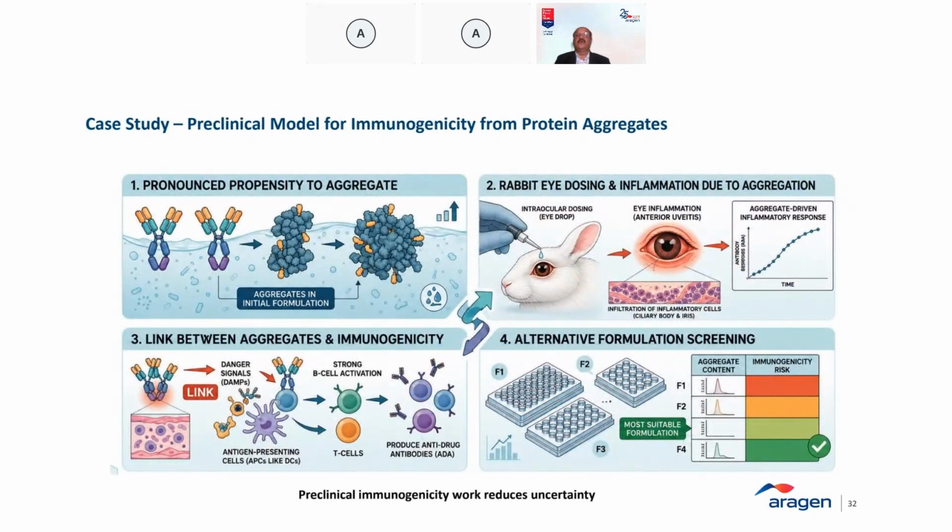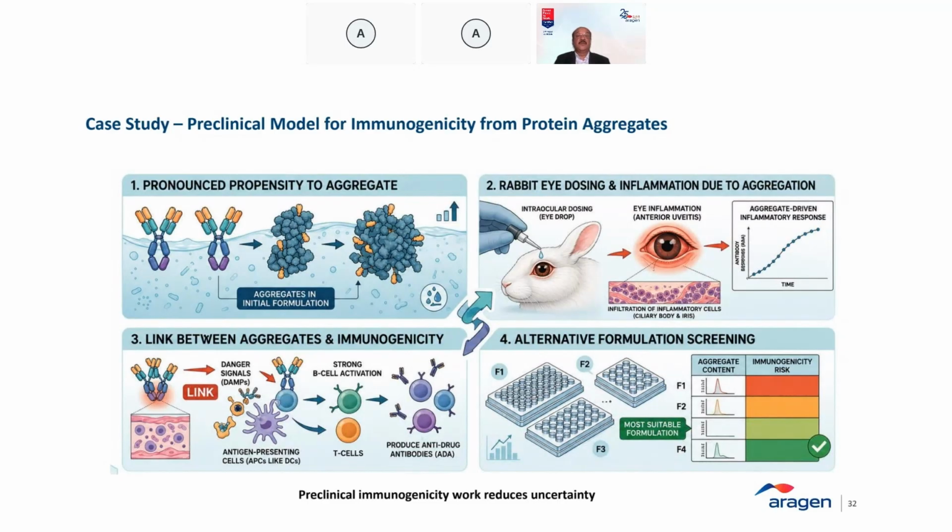I'm going to walk you through one case study where I want to share with you how preclinical models can be used to de-risk your molecule. So we were working with a chimeric receptor antibody. Now this was a fusion protein. It had receptors attached to the antibody backbone.